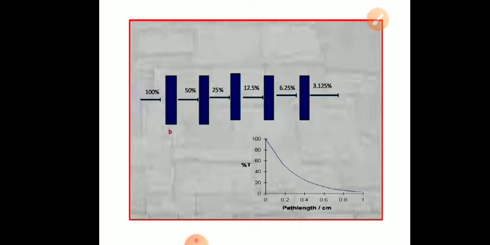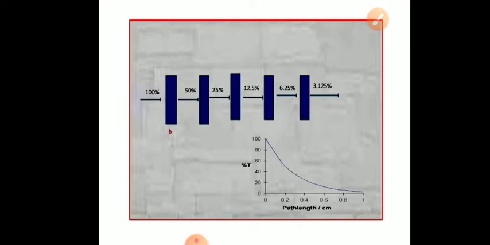So the thickness of the absorbing material is the diameter or thickness of the cuvette. It is also called the path length, because it is the path of the solution through which the light will pass and the solution will absorb the light. So the thickness of the absorbing material is nothing but the diameter of the cuvette in which the solution is placed. It is also called path length.